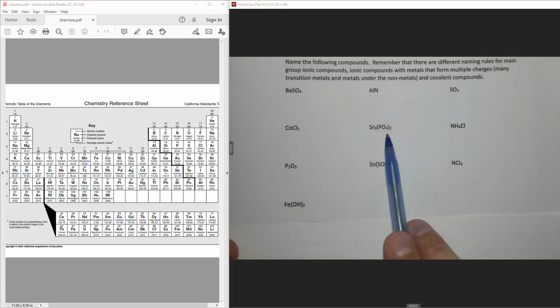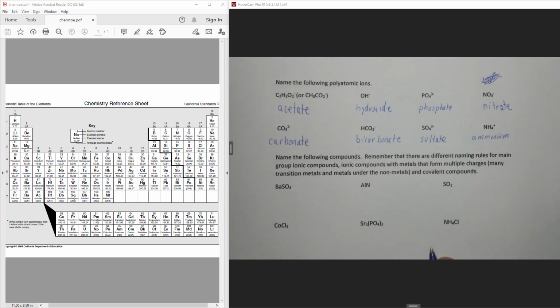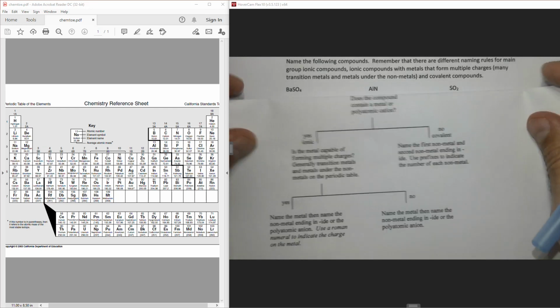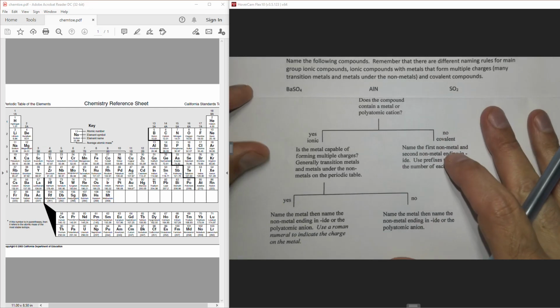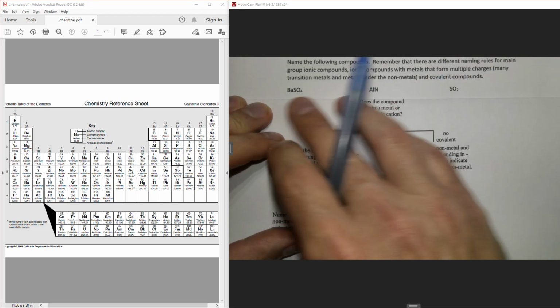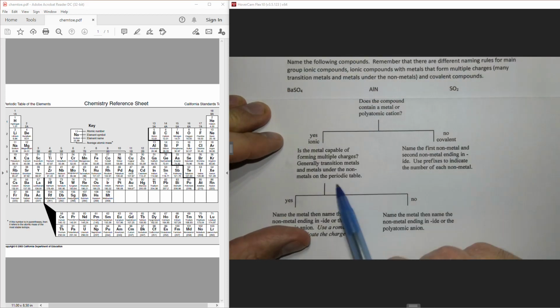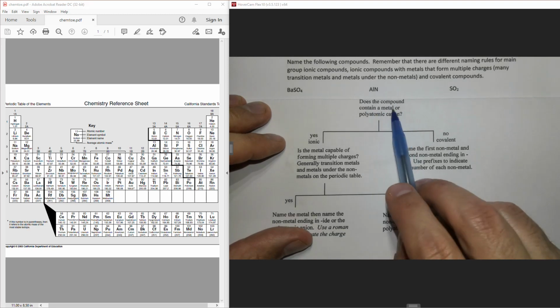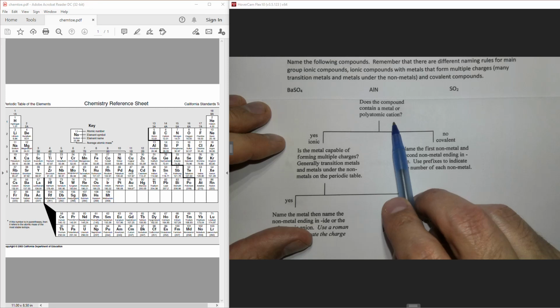We also have polyatomic ions, which we named in the previous question. Having that previous question handy can be useful because those polyatomic ions are going to come up again. So when we're first starting to do this, using something like this can be very helpful. It's kind of a decision chart. The first question it asks is, does the compound contain a metal or a polyatomic cation?